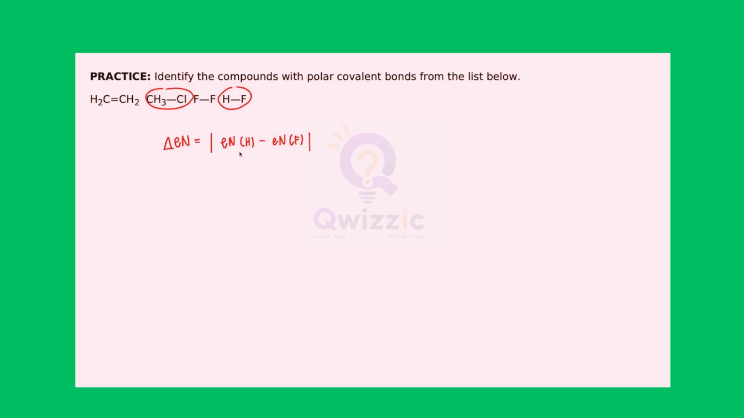So again, this question is asking us for the compounds that contain a polar covalent bond, and that is going to be the ones that we have highlighted. So again, that is CH₃Cl and HF. Those two are going to be my final answers for this problem.